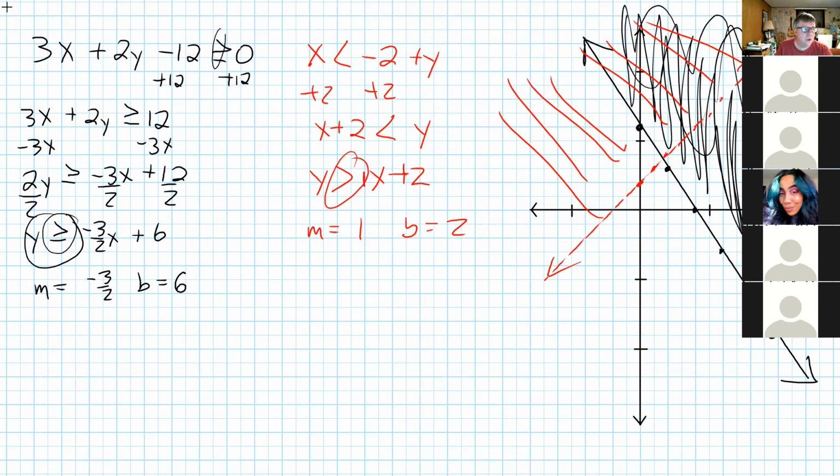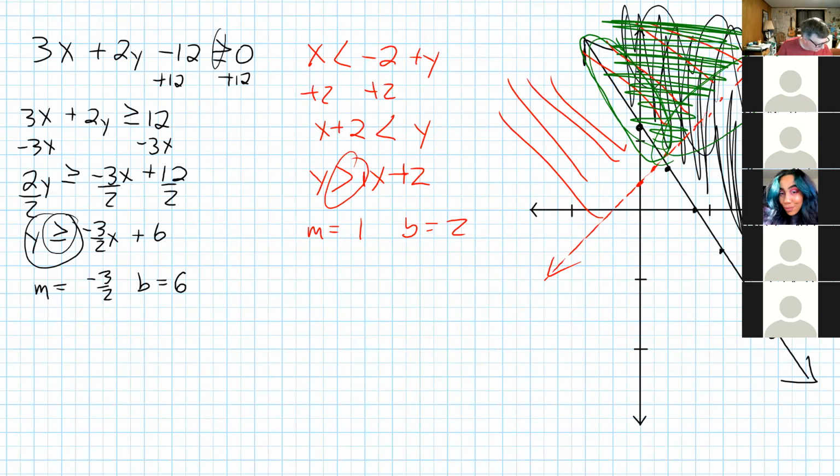So our solution would be, oh, it's not there, drew it in the wrong place. Our solution would be here, where the red and the black overlap. And again, it would include this piece, but not that piece, because this piece was solid, this piece was not. Okay?